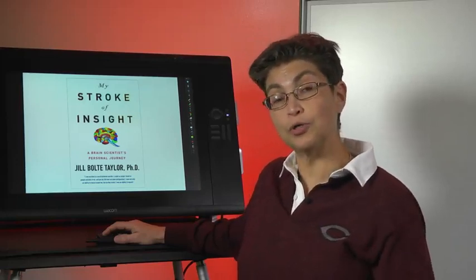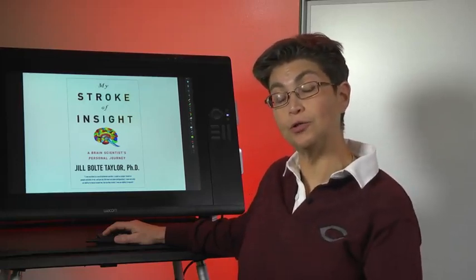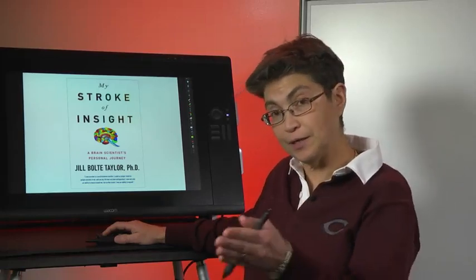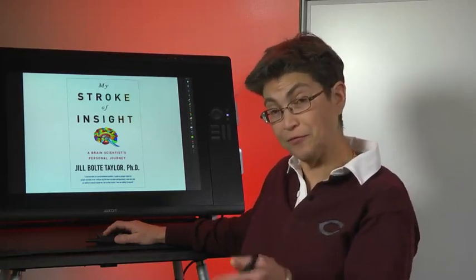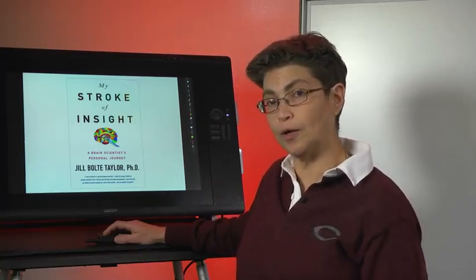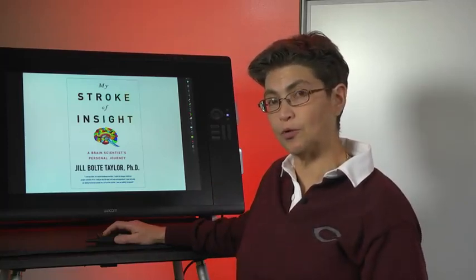So now we're going to move on to looking more directly at how the brain is supported to live, how it gets its oxygen and its blood flow, and what can go wrong, primarily what can go wrong with strokes.